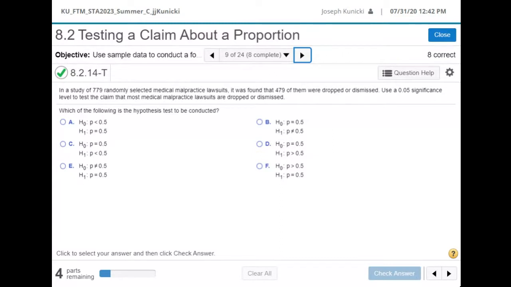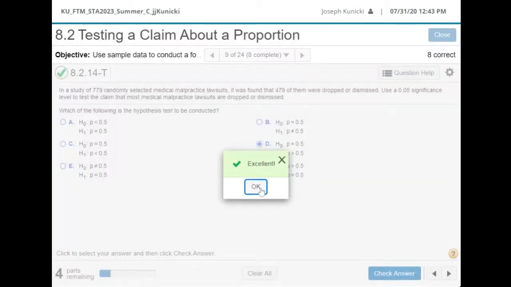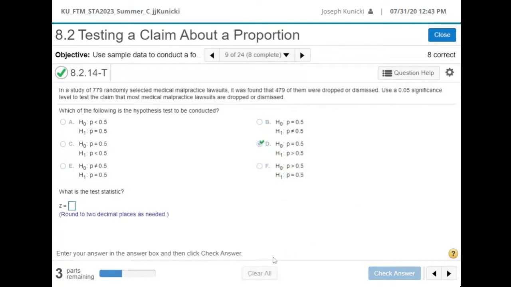Study of 779, that's your sample size. 479 successes, that's your X. Level of significance is 0.05, and we've got to get a claim. The claim is that most of them are dropped. So the claim is that P is greater than 0.5. So that's the alternative hypothesis. Most of them means it's more than 50%. So that's the alternative, a right-tailed test, and the only one that has P greater than 0.5 is D. So the null is that it's less than or equal, but once again, this book just says equal. So check answer.